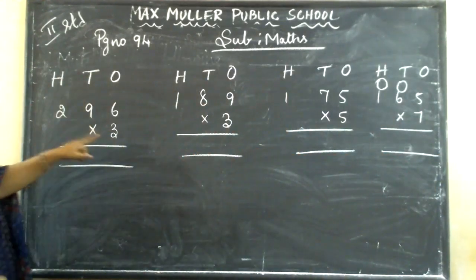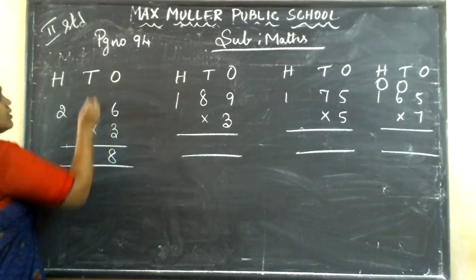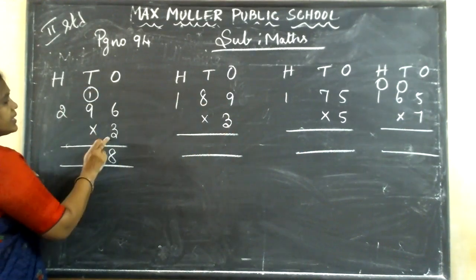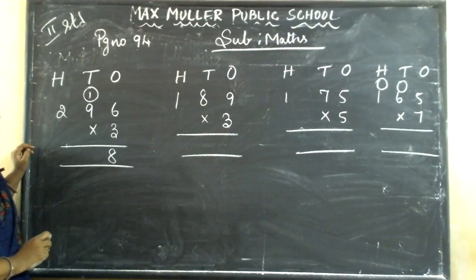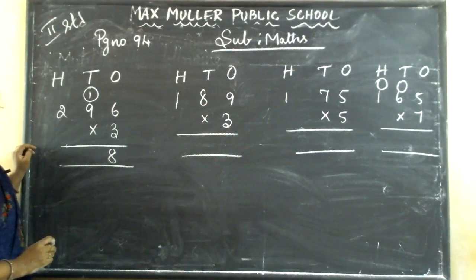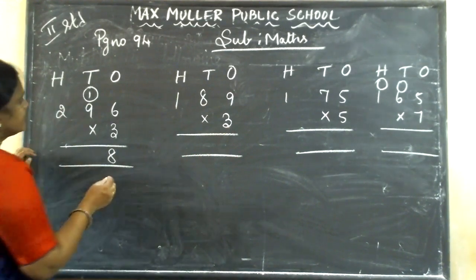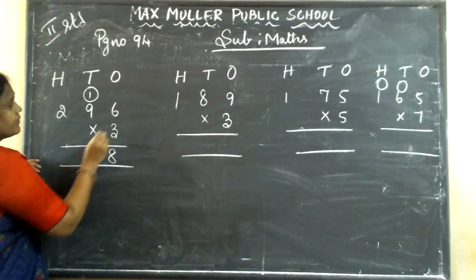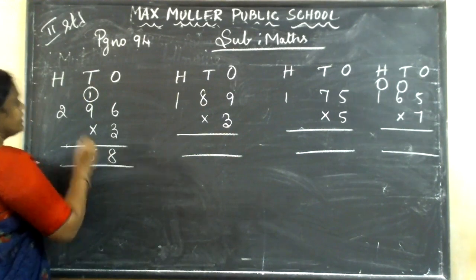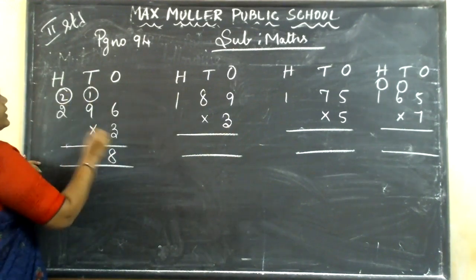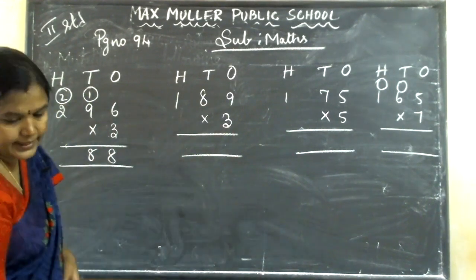See children, 3 6s are 18. 1 you carry to tens column. 3 8s are how much, children? 24. 3 9s are 27. 27 plus 1, 28. 3 2s are 6. 6 plus 2, 8.